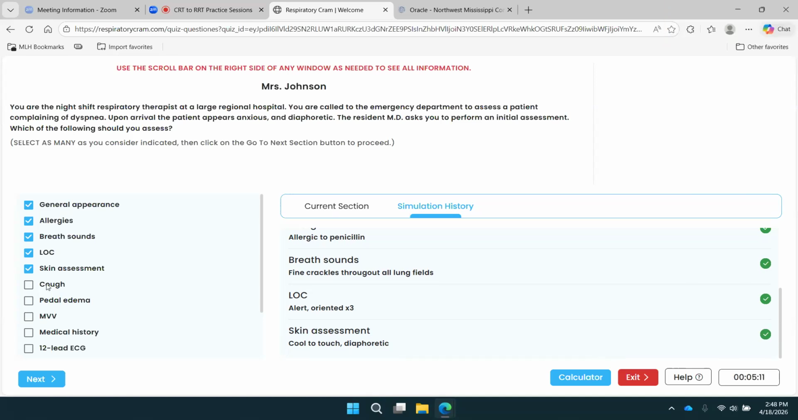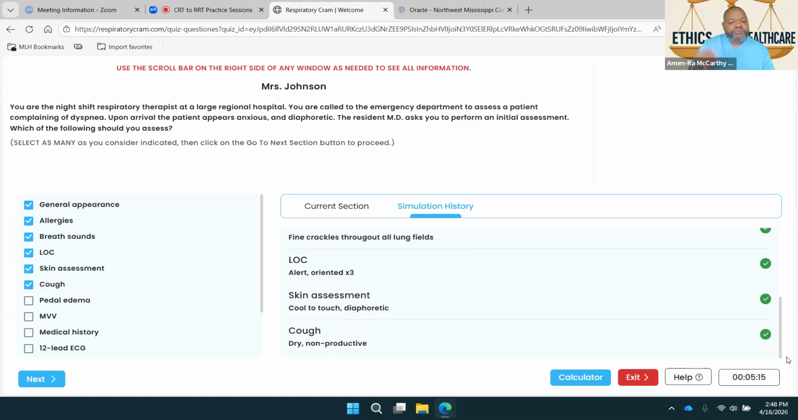Yes. All right, cough. Physician agrees. It's a dry, non-productive cough. Okay, so we're working it up. What about pedal edema? Do we want to see if she has pedal edema? Yes, because she's a cardiac patient, right? We're thinking cardiac. So, yes, let's see if she's got pedal edema.